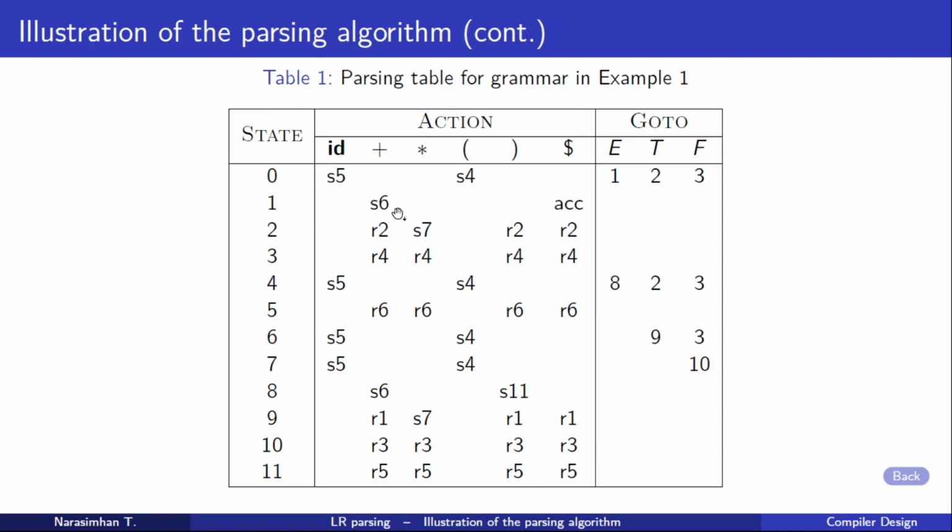Here you have only a shift entry. These are blank. Here you have only a reduce entry. This is a shift entry. These are blank. So either the entries are blank or contain only one unique entry. Such grammars for which, when you construct the SLR parsing table, there are no multiple entries and only unique entries, are called SLR grammars. So the grammar that we are seeing now is an example of an SLR grammar.